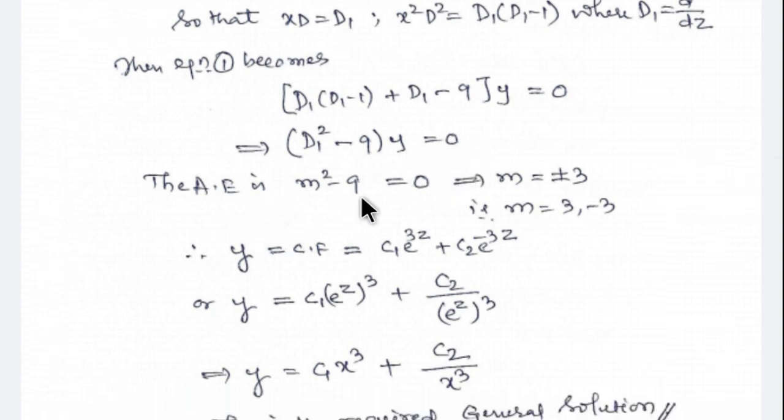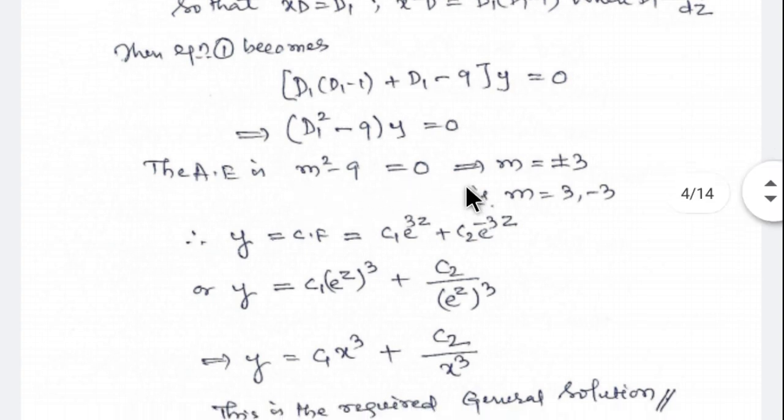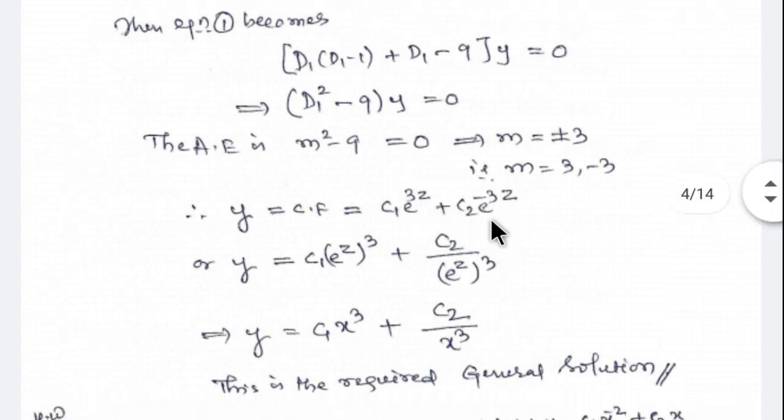So here the auxiliary equation is m square minus 9 equal to 0. If you solve this, m square equal to 9, so m equal to plus or minus 3. So m equal to 3, minus 3: two real and distinct roots. So directly y is the general solution, because there is no particular integral; the RHS is 0, so the CF is the general solution. Here y equal to c1 into e raised to 3z plus c2 into e raised to minus 3z.